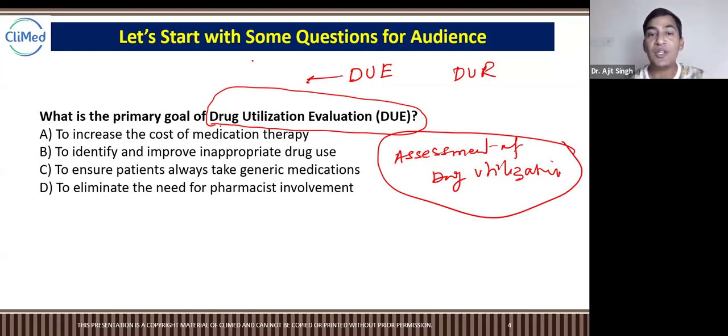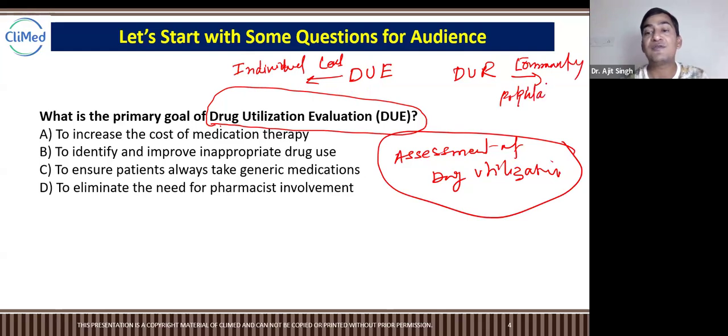So DUE is conducted at the individual level. Okay, individual patient level. And DUR is at the community or population level. Community, a group of population, at the population level. Okay, this is the first thing you should understand: the difference between DUE and DUR.